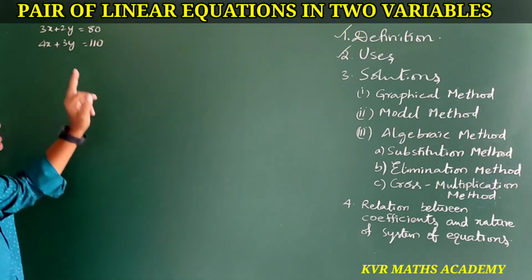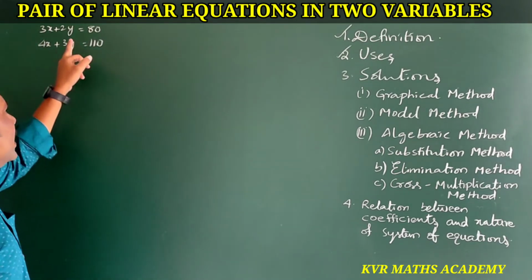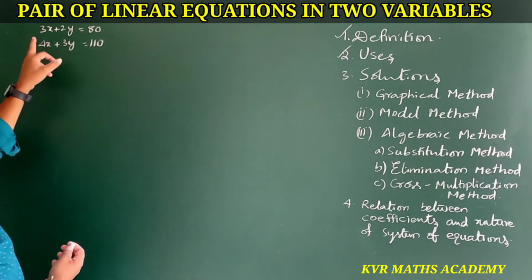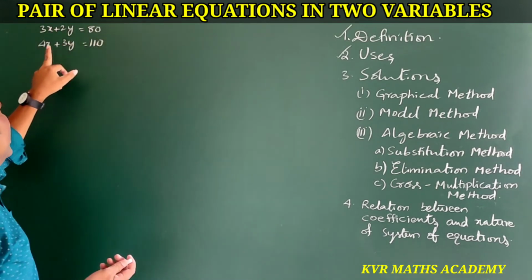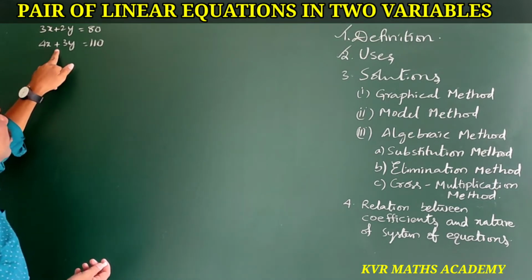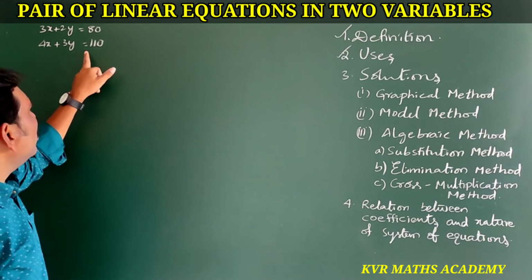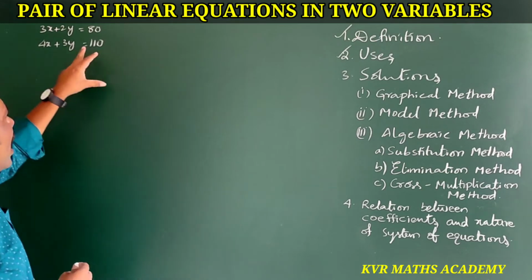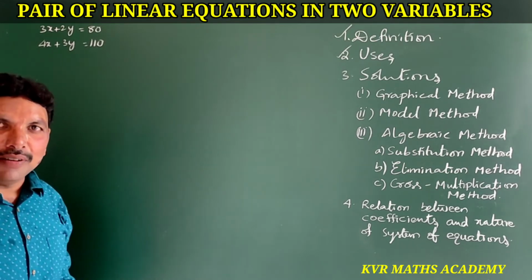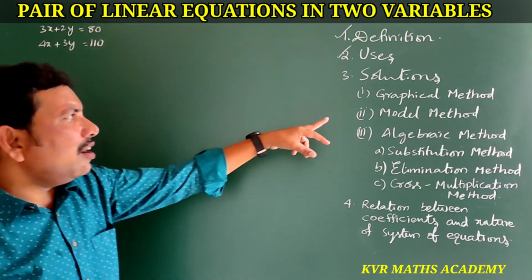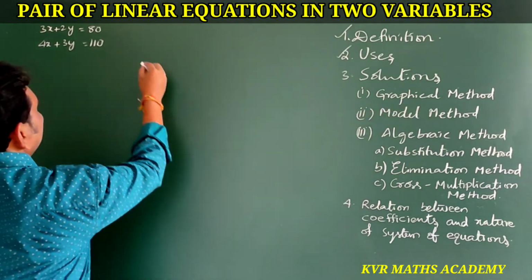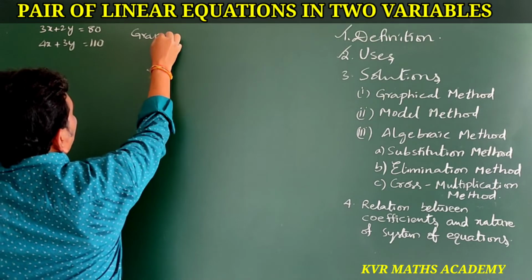Here x is the cost of a notebook and y is the cost of a pen. Rishvika bought 3 notebooks and 2 pens for rupees 80. Chetan bought 4 notebooks and 3 pens for rupees 110. I will find the solution using the graphical method. Graphical method first.